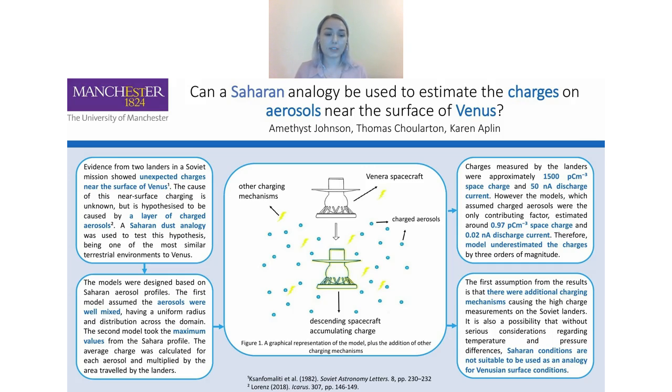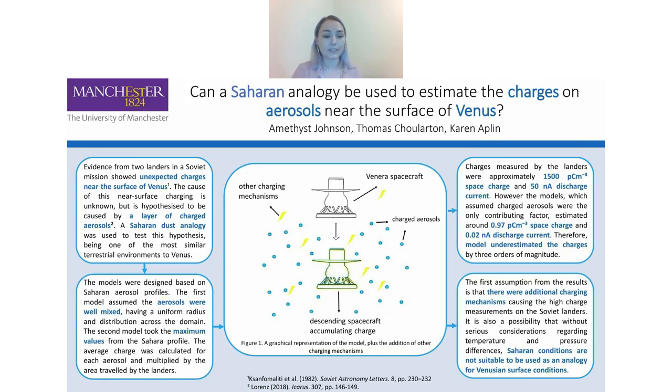So to do that, I took the analogy of the Sahara Desert, where it's a very unstable atmosphere, a lot of mixing going on, which is the same as what we expect for the Venus surface as well. The dust analogy comes from being uplifted. It's the same kind of dust we expect from the Soviet photos. So the project was really, can a Saharan analogy estimate the charges on aerosols near the surface of Venus? And to be honest, the answer to that was no.